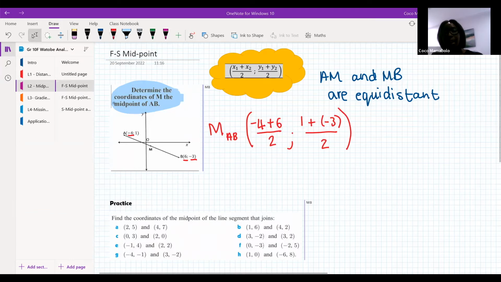Okay, and that's going to give us the midpoint of A and B, -4.